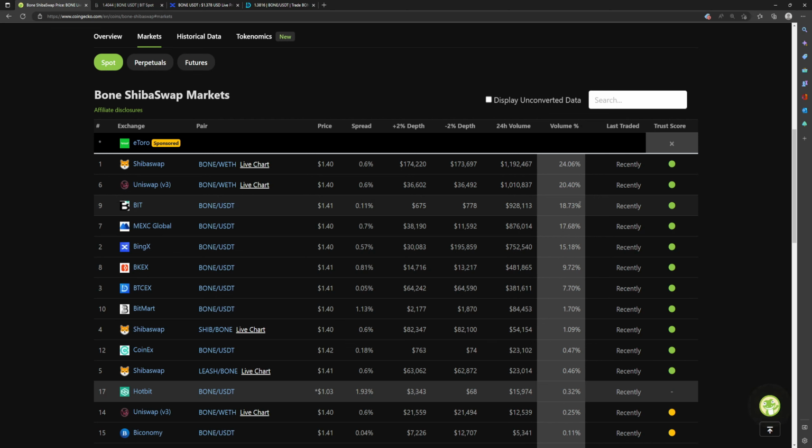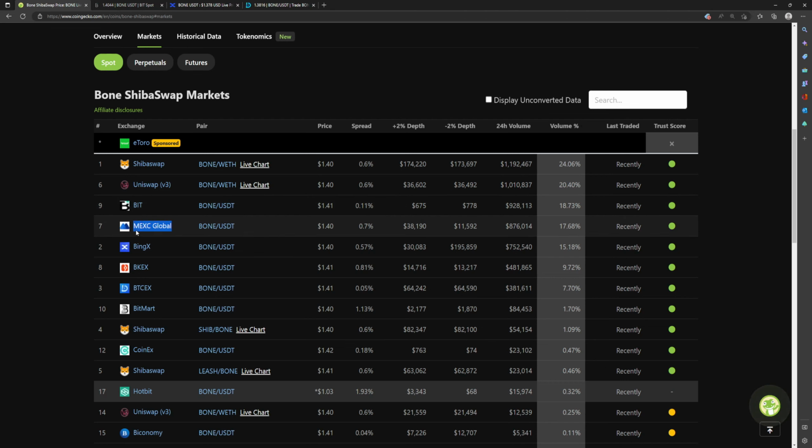what's going on here is this is not genuine volume being traded. This is fake volume. All right, so there's no depth. There's a very small spread and a very high volume. It's fishy. I wouldn't touch Bit.